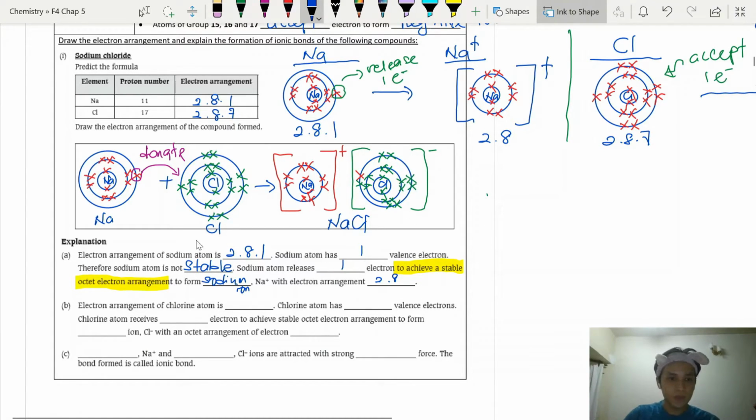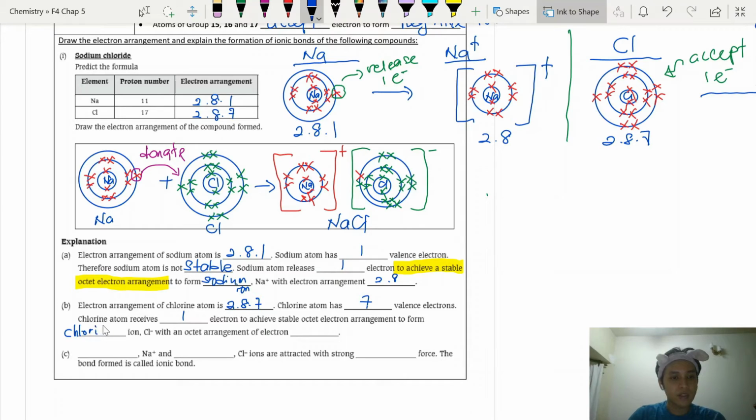Okay, so sodium. When you explain, you need to explain the formation of both ions first. So sodium becomes sodium ions, and then chlorine becomes chloride ions. Now we are going to talk about chlorine. Its electron arrangement is 2 8 7, so it has 7 valence electrons. It is going to receive 1 electron to achieve a stable octet electron arrangement to form the chloride ion.